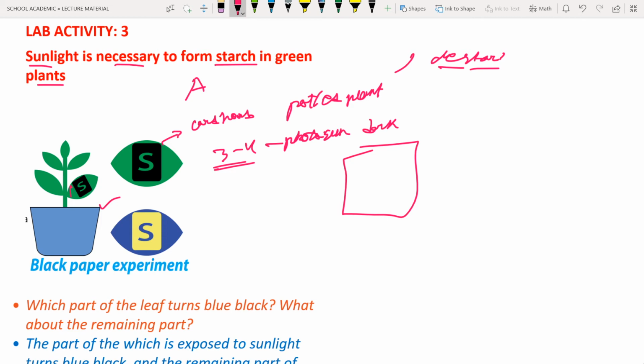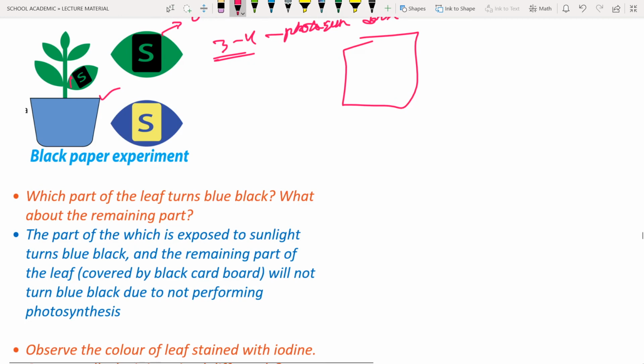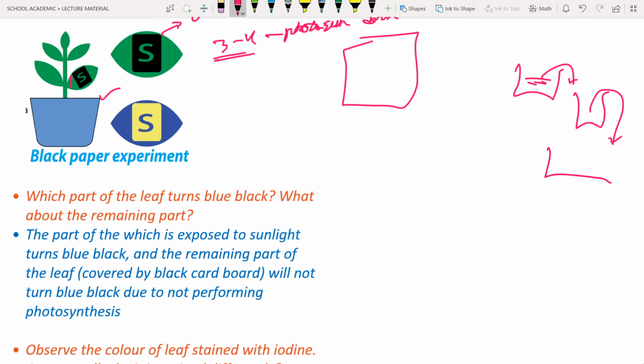So what do we have to do? We have to boil the leaf in water, in a beaker containing water. We boil the water and place the leaf inside, and after some time take out the leaf and dip it into the methylated spirit. It is an alcohol. Take it out. What will happen? The leaf loses its color, and we keep it on the petri dish and pour some iodine solution or betadine solution.